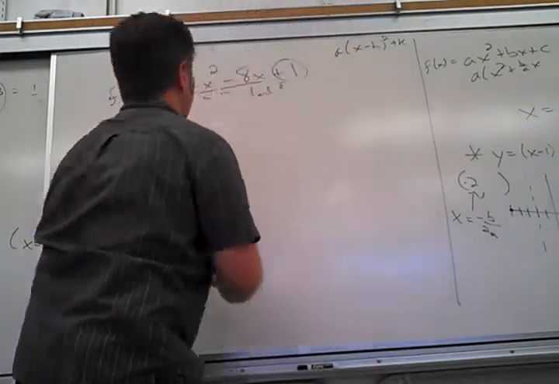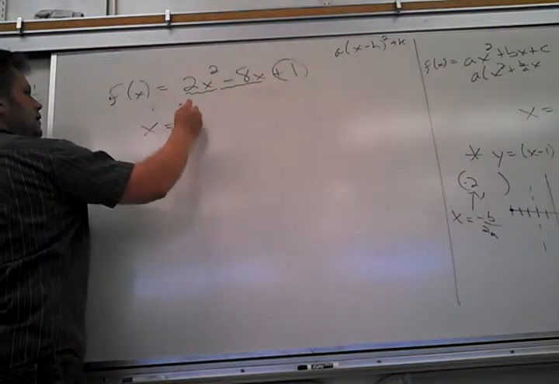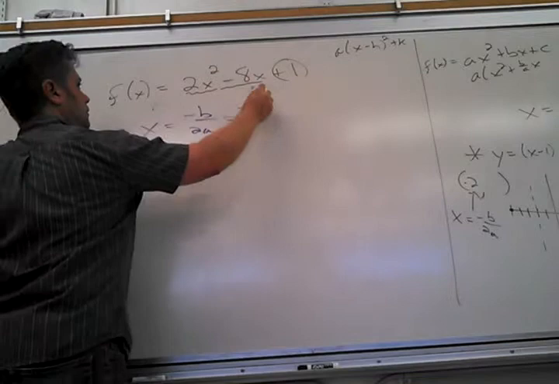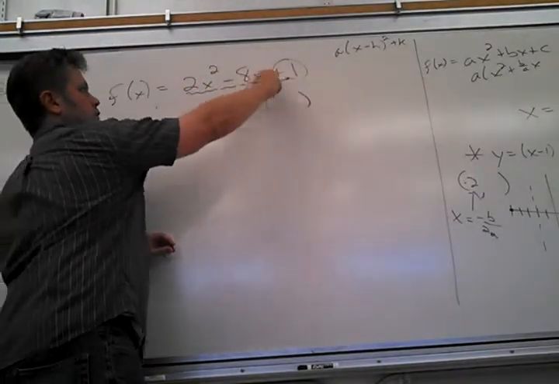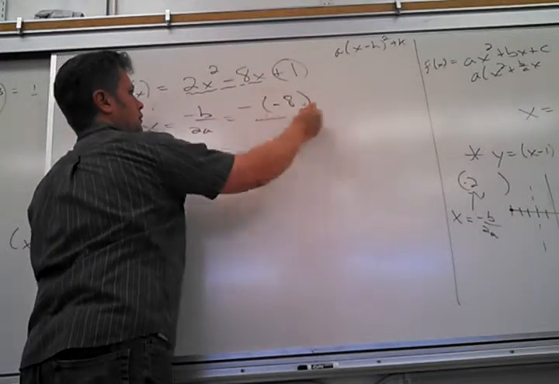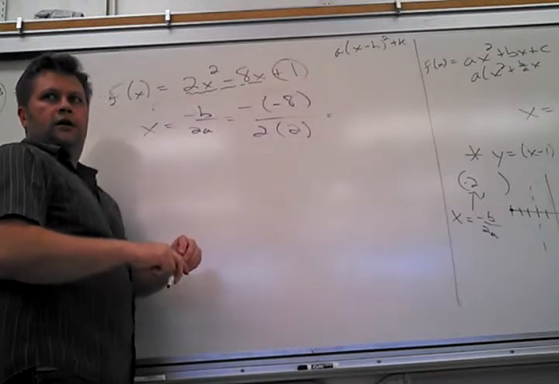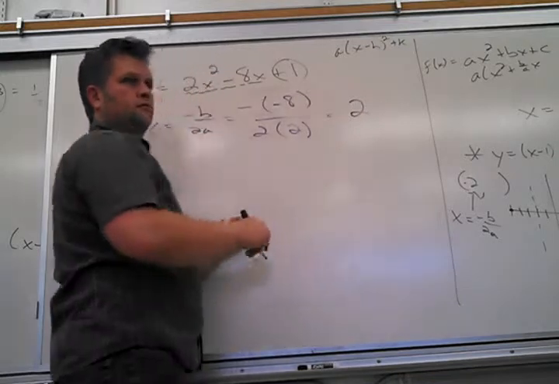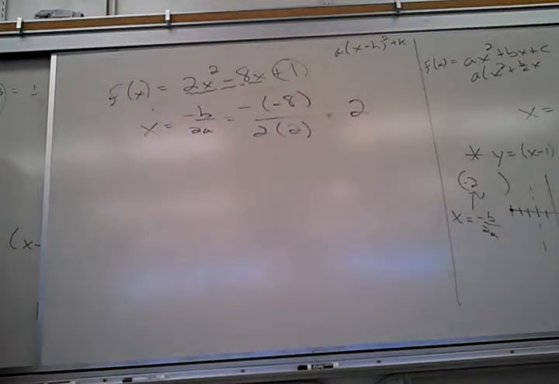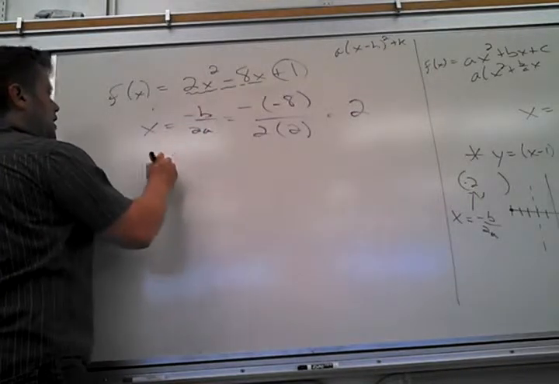I just erased my vertex. Don't you bet? The shortcut would say x is negative b over 2a. What's b? Good, negative 8, right? ax squared plus bx plus c. So the b is negative 8. And what's a? 2. So I get 2. Cool. Is that what we got for the vertex on that problem, now that I've gone and erased it for myself? Yes. And then how do I get the y? I just plug it in.